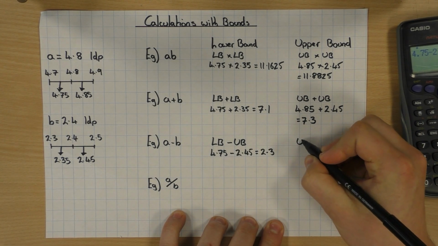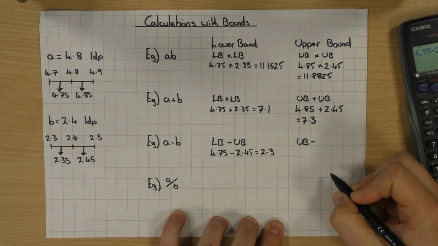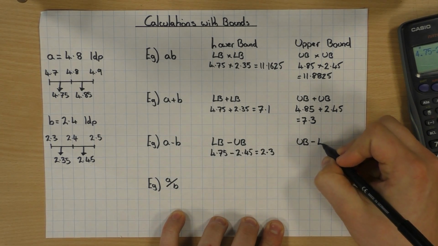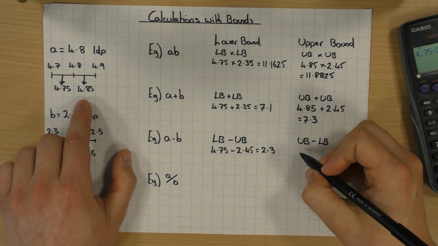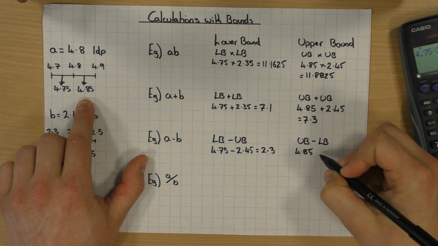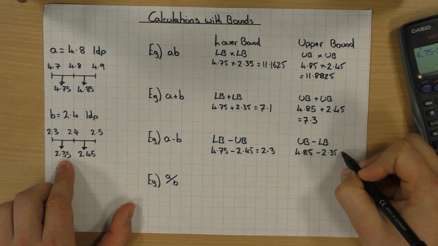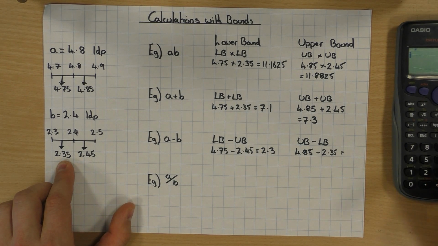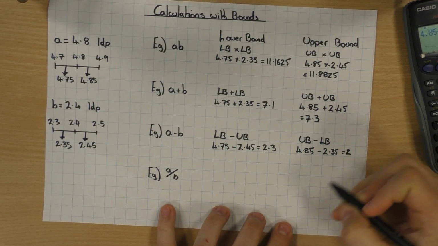And if you want the absolute maximum it can be, so the upper bound, when you take these away, your first number needs to be as big as possible, so your upper bound, and then the number you're taking away, so in this case B, needs to be as small as possible, so it's the lower bound. So upper bound for A is the 4.85, lower bound for B, 2.35. And again, just work that out. That's quite a nice one actually, which I probably should have done in my head. Never mind. So 2.5.